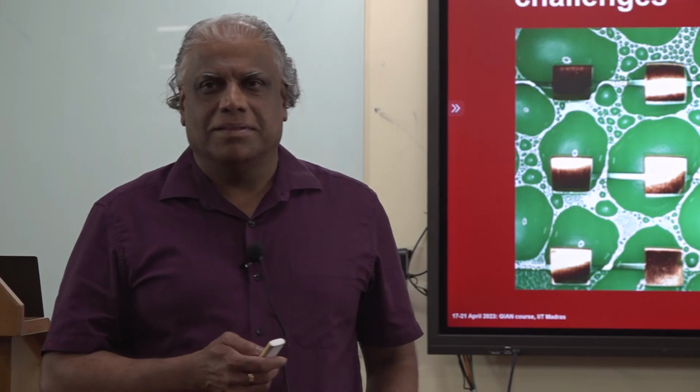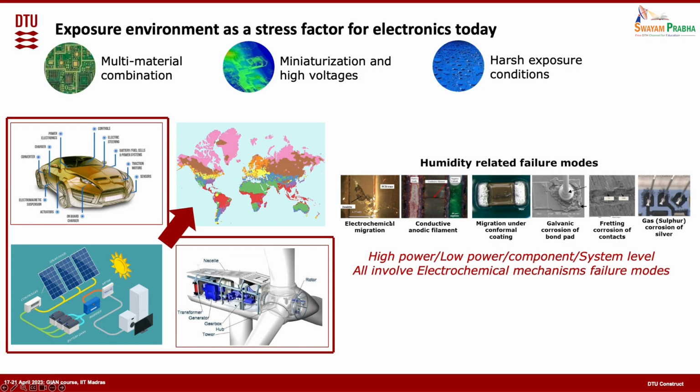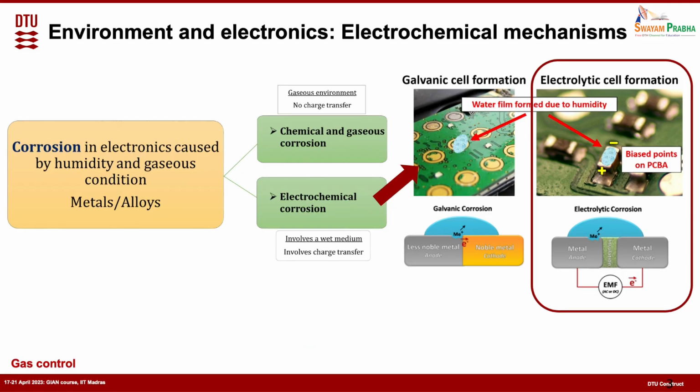So let us look at things in a little bit more detail. This is where we started, and I was saying that there are many failure mechanisms, and some are more important than others, which we'll look at in more detail. Especially, the electrolytic cell formation and the corrosion related to it is much more important, because it immediately creates functional issues. If there is an electrochemical current, a stray current, that itself will affect the functionality of the electronics.